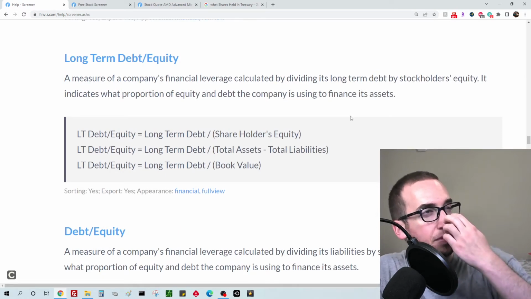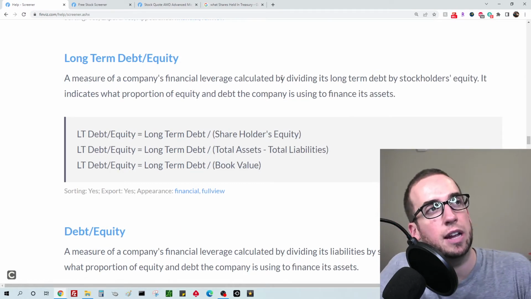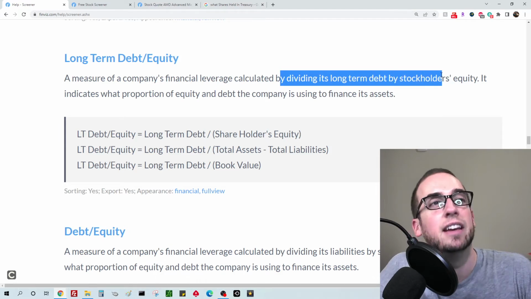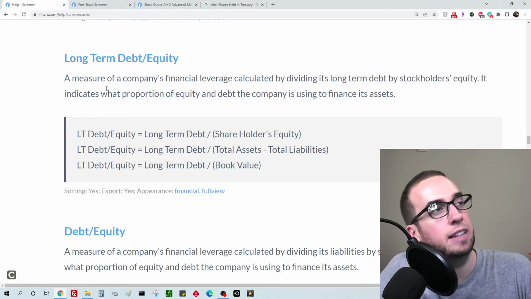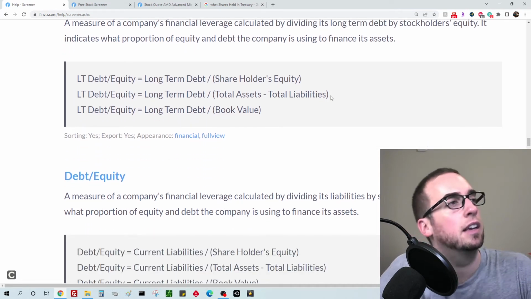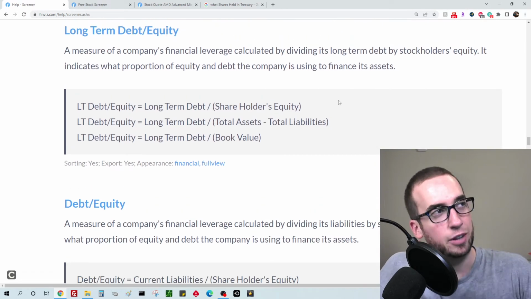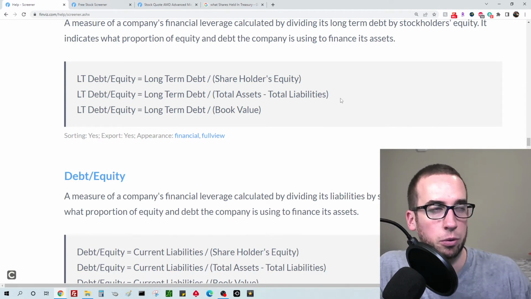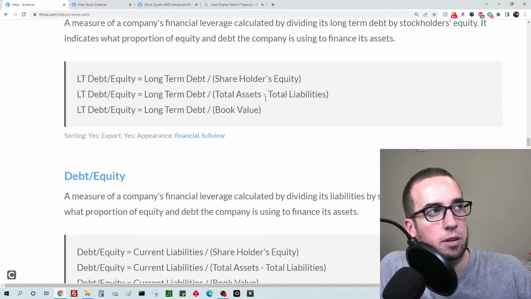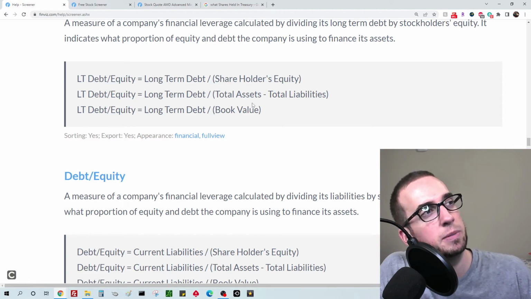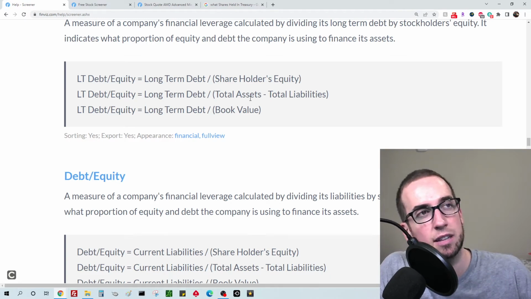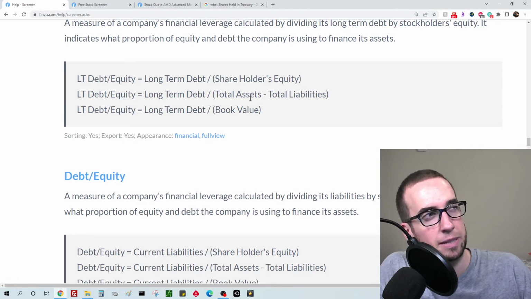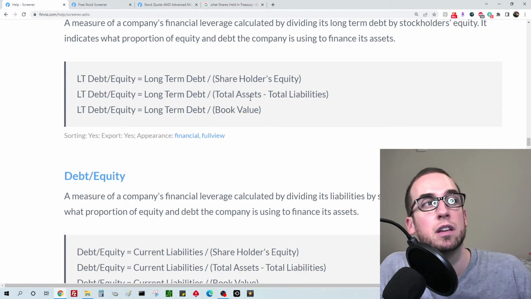Long-term debt to equity, a measure of the company's financial leverage calculated by dividing its long-term debt by stockholders' equity. It indicates what proportion of equity and debt the company is using to finance its assets. In a gray box, they have long-term debt to equity equals long-term debt divided by shareholder equity. They also have long-term debt divided by (total assets minus total liabilities), and long-term debt divided by book value.